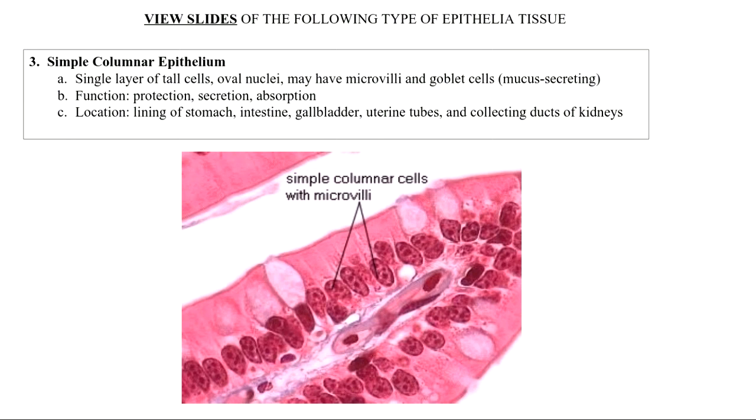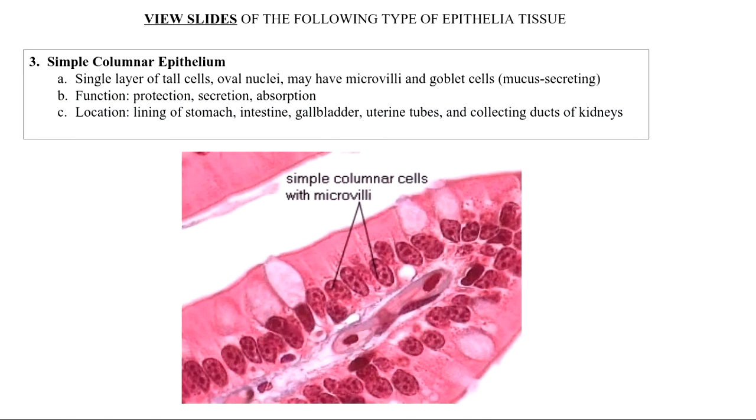detail in lecture, and so you want to apply those to this lab information and help you identify these different structures. Next is simple columnar. Simple, of course, means one layer, right? Columnar means long, rectangular shaped cells.